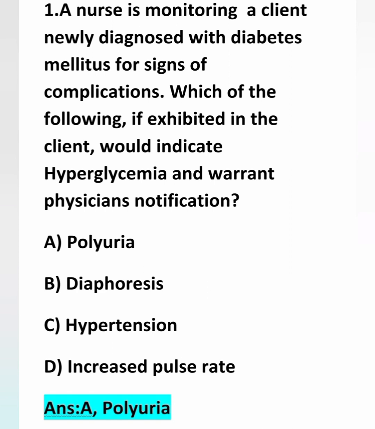Here the patient is diagnosed with diabetes mellitus and he is exhibiting polyuria. Option A, polyuria, persists for the patient. So as a nurse she should check the patient. Polyuria means an increased frequency of urination. So it should be noted to the physician that the patient is having polyuria. The classical symptoms of diabetes mellitus include polyuria, polyphagia and polydipsia. Polyuria means increased urination, polydipsia means excessive thirst, and polyphagia means increased appetite, increased hunger.